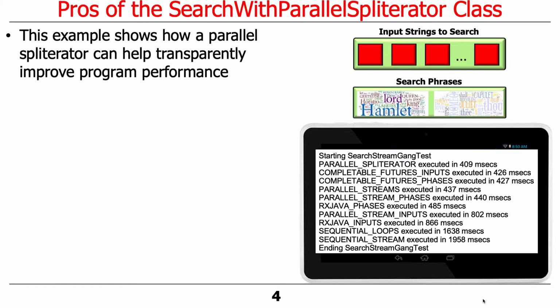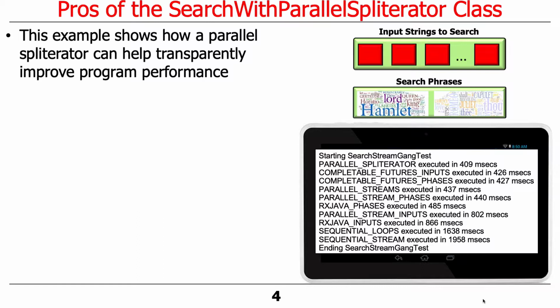So the good part of this is parallel splitterators can help to transparently improve program performance even more. As you saw, the optimization was purely at the splitterator level. The intermediate operations didn't change. The terminal operation didn't change. The collector didn't change. Nothing else changed, just the splitterator.